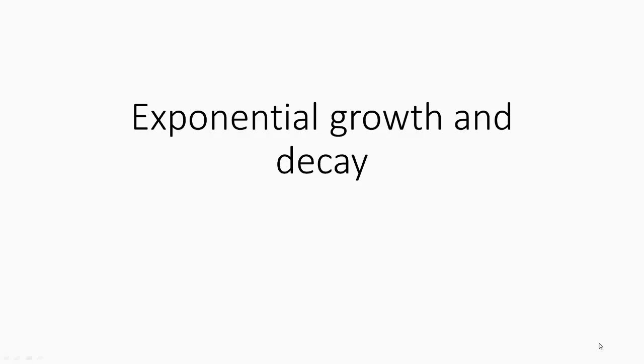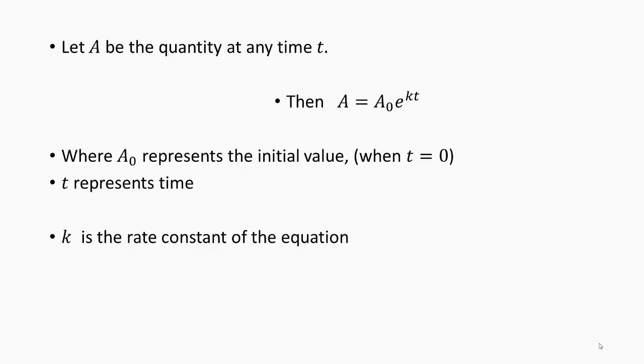Okay, so this is exercise 5H. We're talking about exponential growth and decay. The rule that we use nearly all of the time is, if A is the quantity that we're looking at any time t, we define our variables, then A equals A0 e to the kt. Now A0 represents the initial value, that is when time equals 0. t represents time, k is the rate constant. What does that tell us?